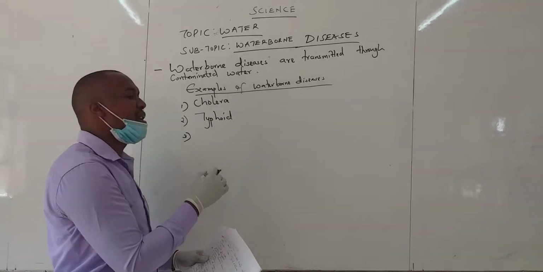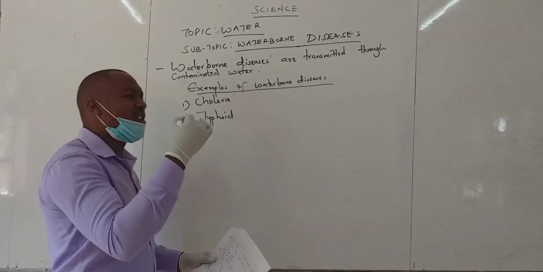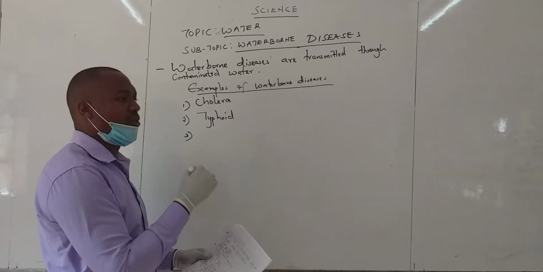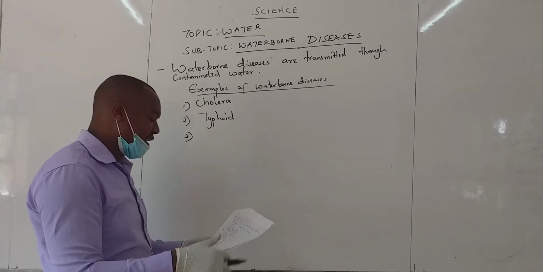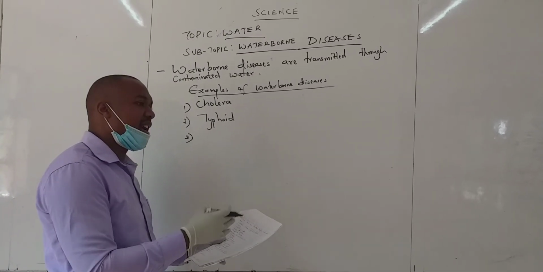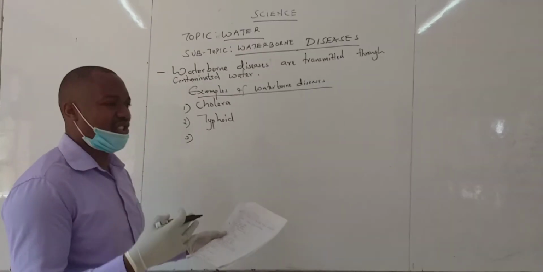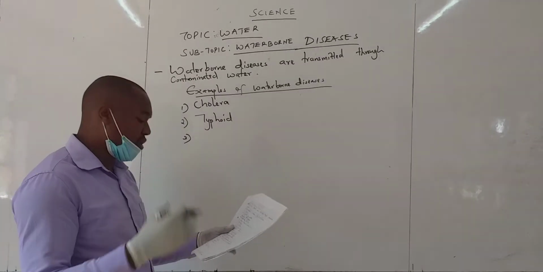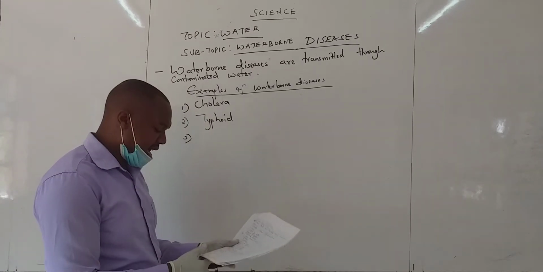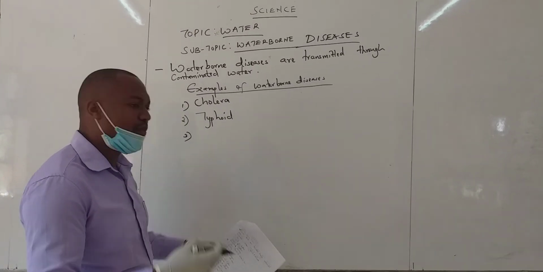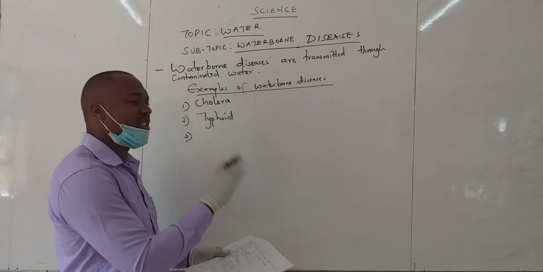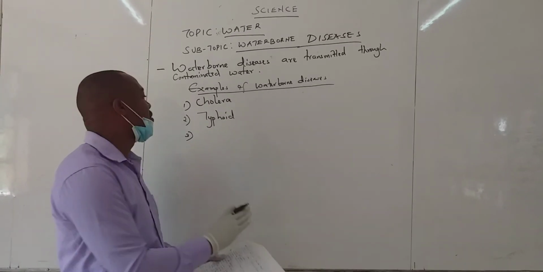Now, you get this one by drinking water that is contaminated, water that contains the typhoid bacteria. You find that you have skin rashes on your back and in your body, severe headache, and also abdominal pains and poor appetite. That indicates that you are suffering from a waterborne disease known as typhoid.